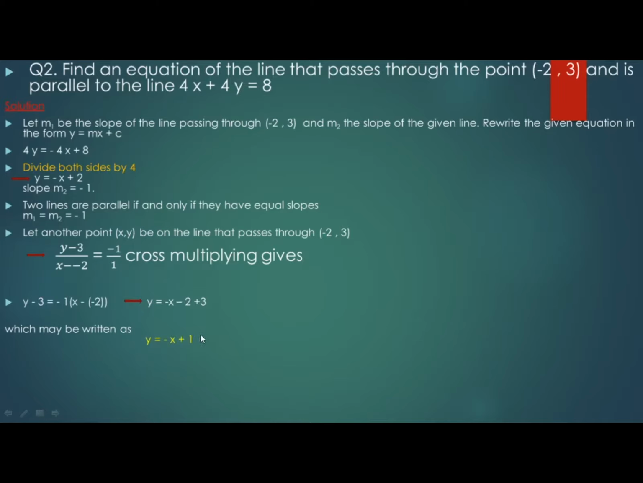This is the equation of a line passing through this point. That is the question we are asked. The equation is y equals -x plus 1.